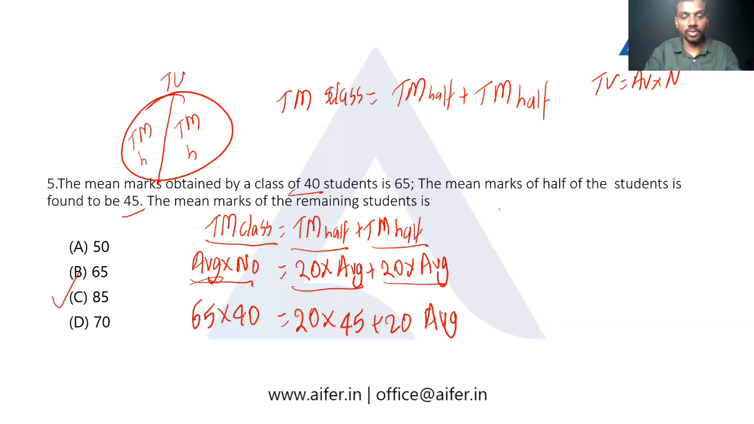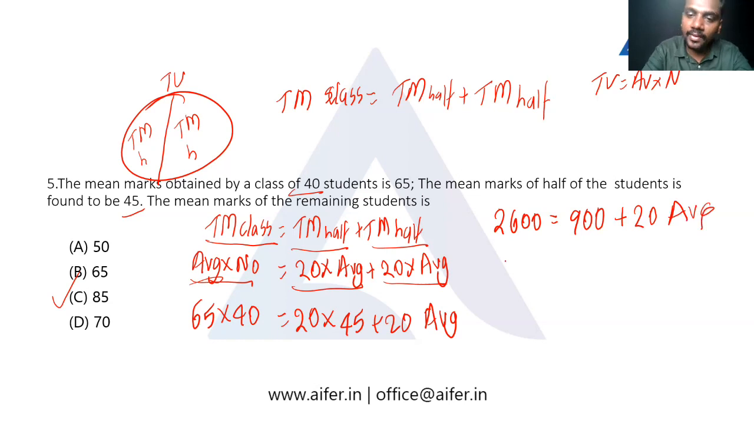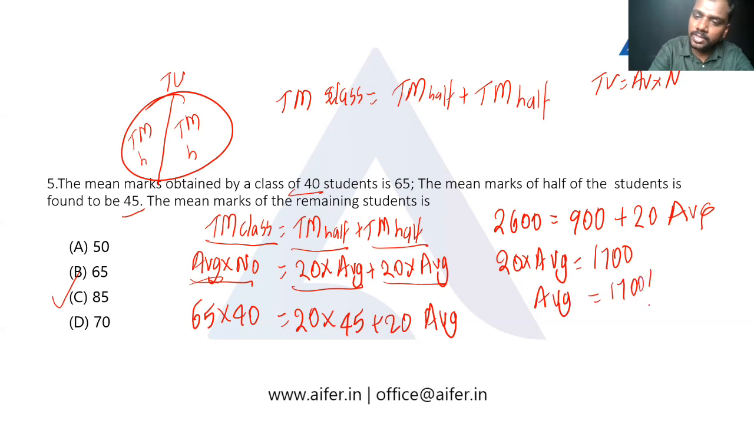Now we'll be solving the question. 65 into 40, we have 2600, is equal to 20 into 45, which is 900, plus 20 into average. So we'll be having 20 into average is equal to 1700. So average is equal to 1700 by 20, that is equal to 85. We'll be having option C, 85, as the correct answer. So this is an easy question.